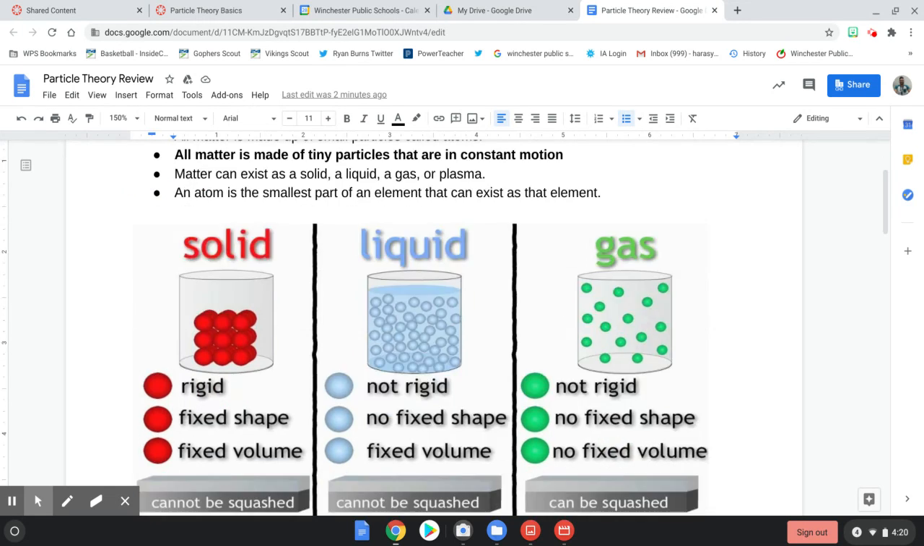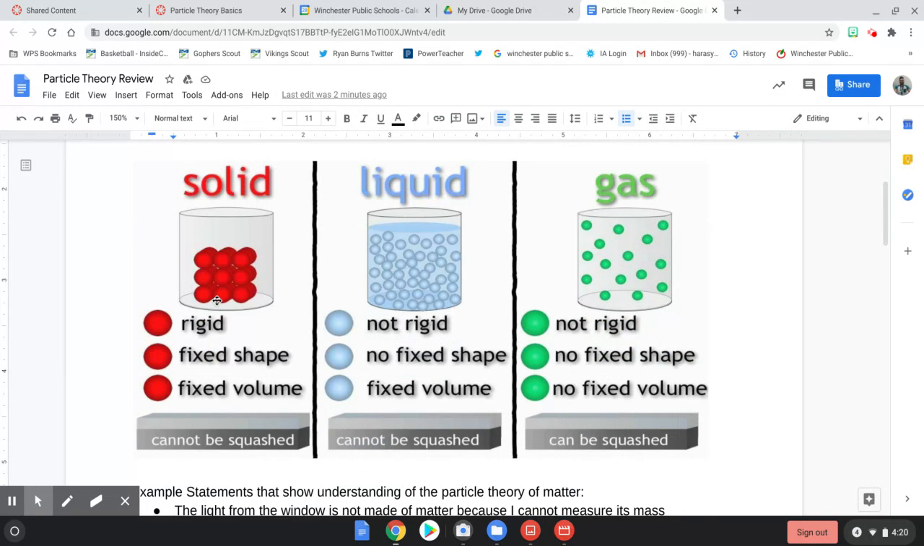All right, so here's our three phases. We left plasmas out here, but they're basically a supercharged, electrically charged, highly energetic gas. So real quick, a solid has a fixed shape and a fixed volume, and it's rigid, which means it's not really moving a ton, but these particles here are moving. They're vibrating against each other. Then if you warm that solid up, it becomes a liquid, and that liquid is no longer rigid and doesn't have a fixed shape. It takes the shape of whatever container it's in, but it does have a fixed volume.